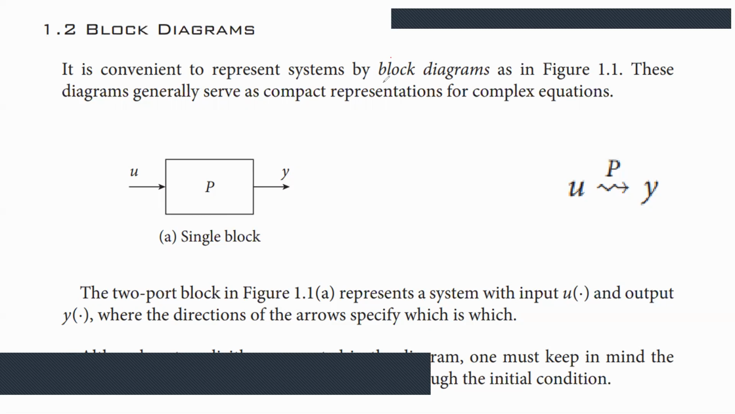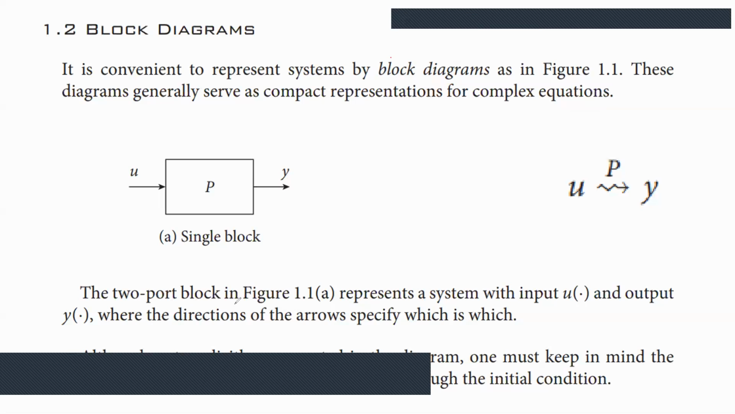So it is convenient to represent a system by block diagrams, and these diagrams are usually a compact representation for complex equations. So primarily it is just a representation of the equations. Like a question was asked about how to link x; it is not a direct link, but anyhow this is how we can represent a system. We represent the system in the form of diagrams, which is a usual way of representing a system in control theory.